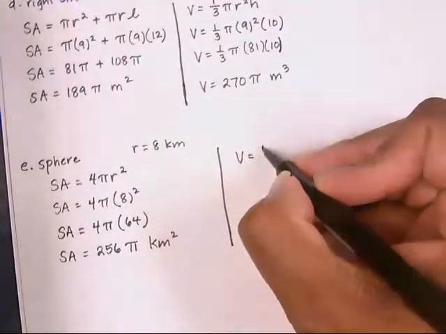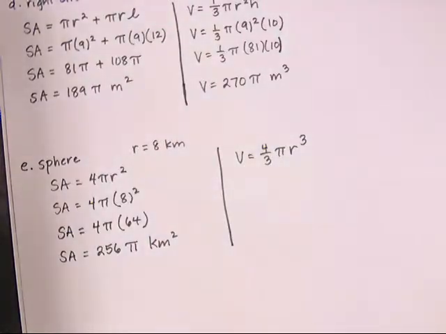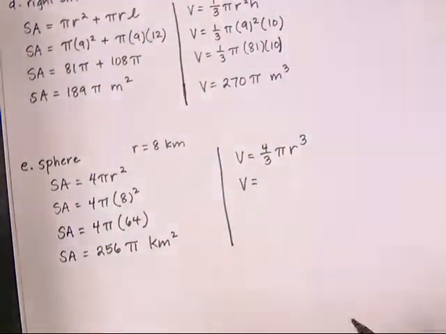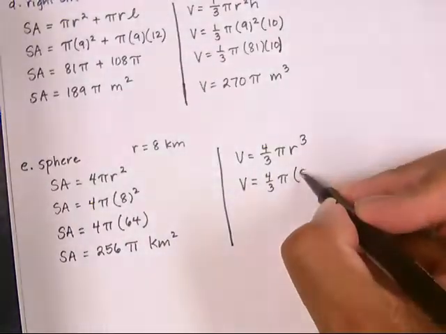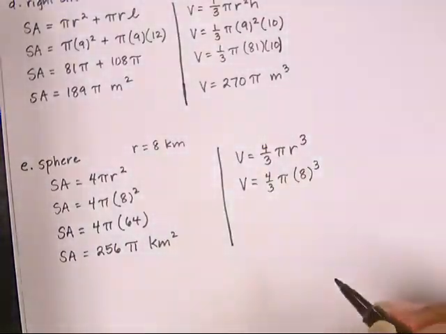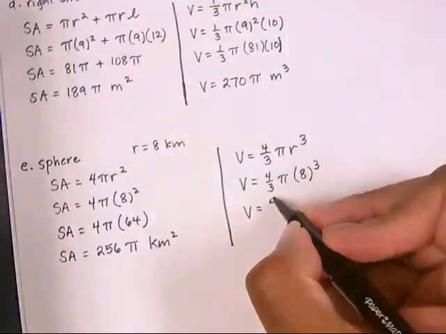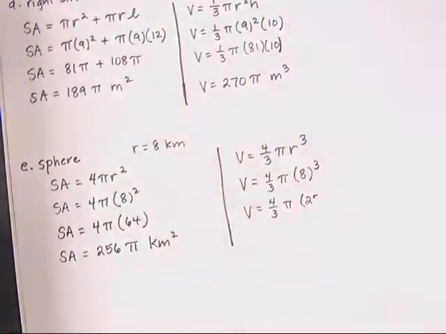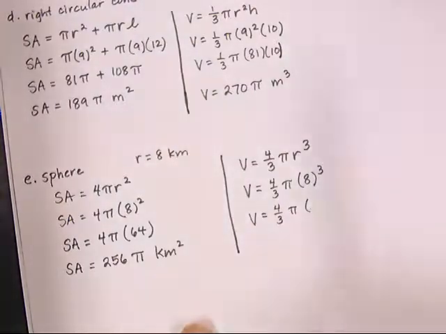Now for the volume of that sphere, that's going to be 4/3 pi times the radius cubed. So here that volume is going to be 4/3 pi times the radius, which is 8, and that's going to be cubed. If I cube the 8, that's going to be 256. No, 512. 8 times 8 times 8, that's going to be 512.